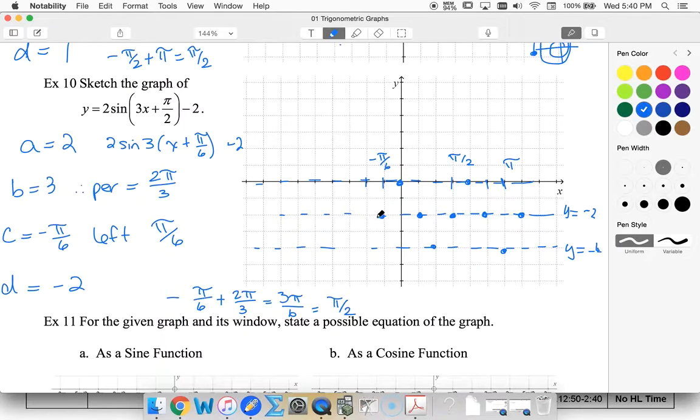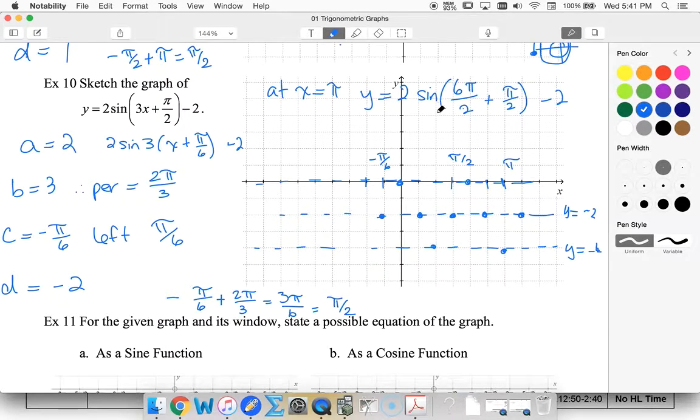And so let's go ahead and test this. Let's test at pi. Or we've got pi over 2's, so I could test at pi over 2, but let's go ahead and test with pi. We can do it. So at x equals pi, y is equal to 2 sine 3 pi plus pi over 2. So I'm going to call that 6 pi over 2 plus pi over 2 minus 2.